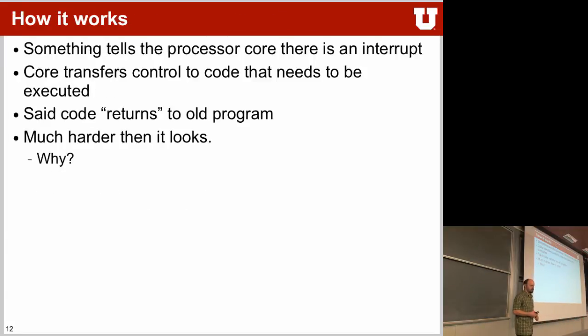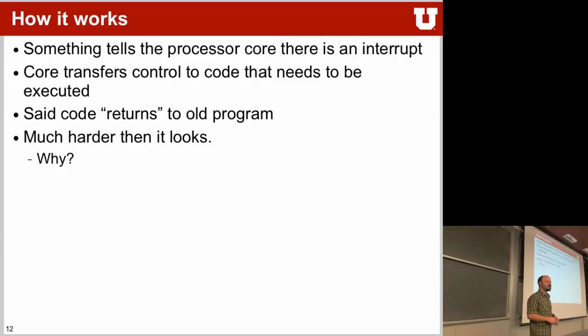So how does it work? Well, there's something out there that tells the processor to stop its core right where it is. The core then transfers control to the code that has to be executed, so the function that you registered. And the said code then executes, returns, and the old program gets executed at the next instruction that has to be executed.